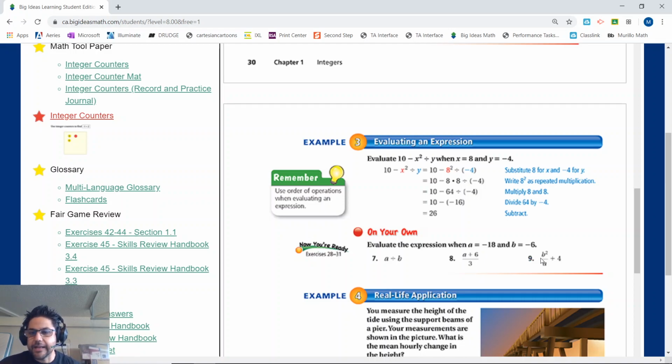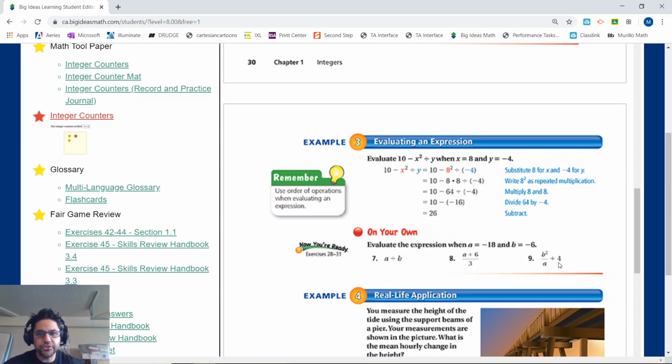Number 9, b squared. B squared, again, means multiply it by itself. If b is negative 6, that means negative 6 multiplied by negative 6, which gives me positive 36. Then I have to divide by a. A is negative 18, so positive 36 divided by negative 18. That should give us negative 2. And then at the very end, plus 4.